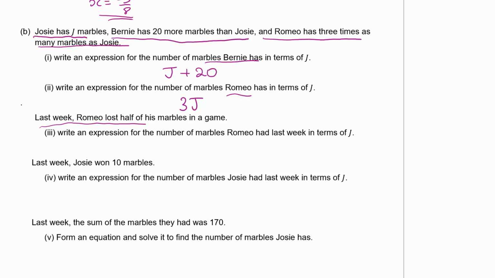Last week, Romeo lost half of his marbles in a game. Write an expression for the number of marbles Romeo had last week in terms of J. So he's got twice as many as he has here, so that must be 6J.